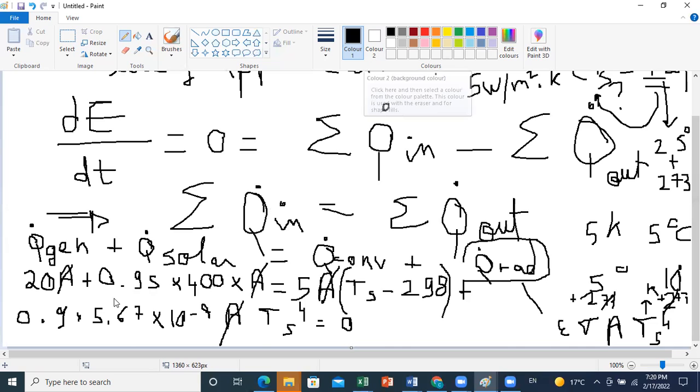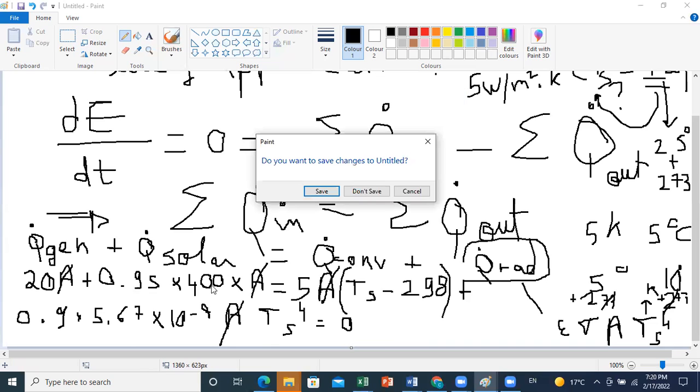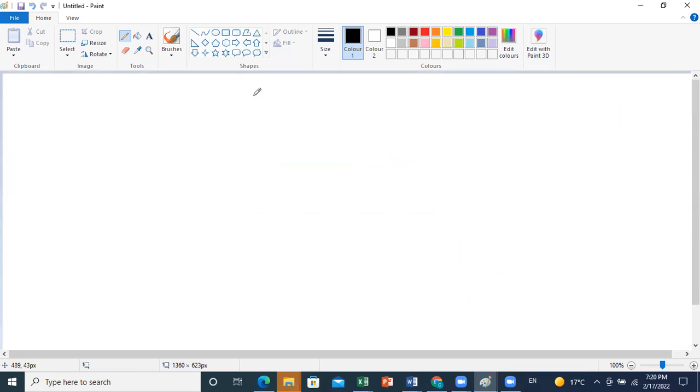So if you just do expansion and you group terms, you group constants together, you group terms as a function of TS4 together. Okay, so here you have just one term in TS, which is this one, 5TS. You have one term in TS4, and the other values are constant values. So here you have 0.95 times 400. You have from this side 5 times minus 298. So if you just group constants together, you will get the following equation.